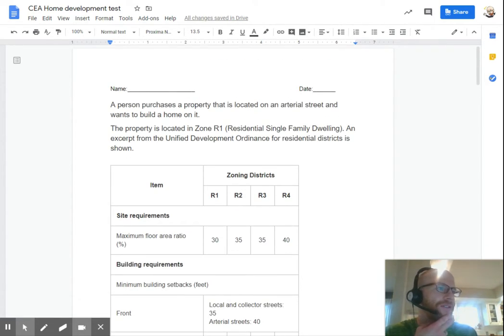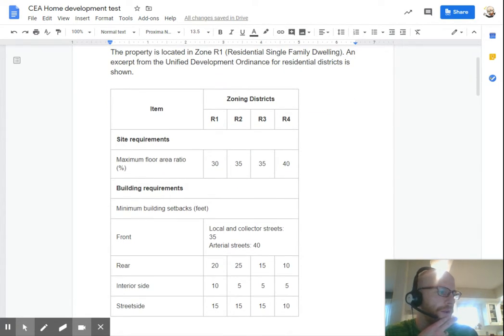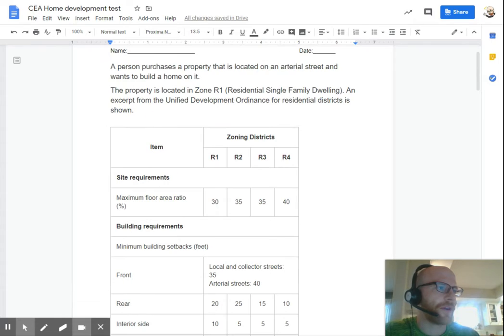These questions are over home development, and all it is is can you look at this data and apply it to your house? So I have to understand what the data is. A lot of it's testing your vocab. If you look at this chart, it's zoning districts. You have to read this paragraph up here. It says the property is located in zone R1, which is for residential single family dwelling.